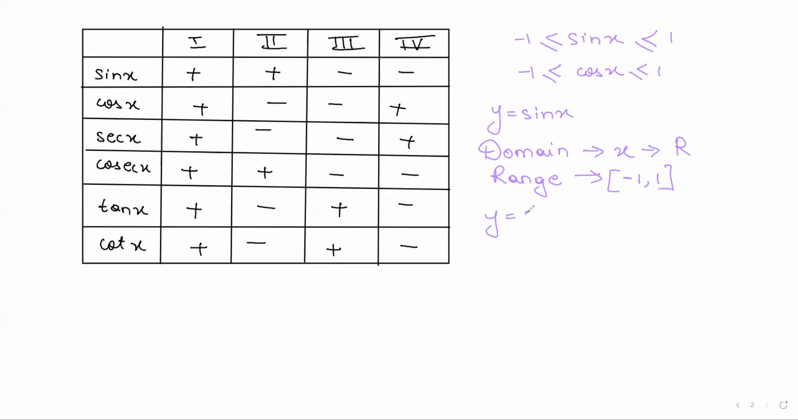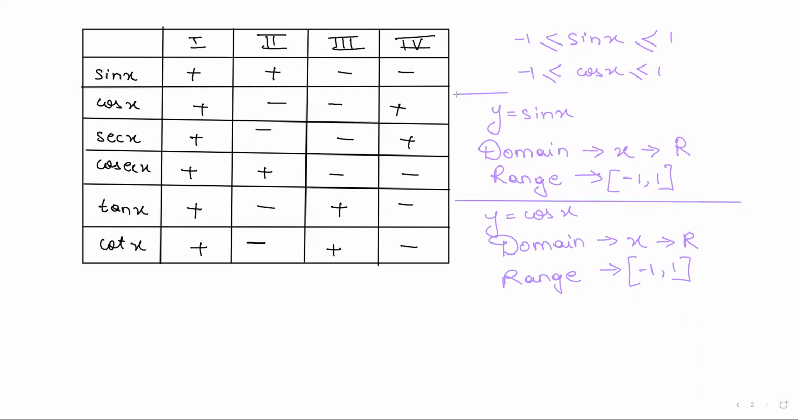For y is equals to cos x, it will be exactly the same. Your domain will be all the values that x can hold, which are all real values, and range, all the values that y can attain by placing the values of x, which is again -1 to 1, because cos x also ranges from -1 to 1. Next, based on these values, and a little understanding from the last class, we'll come up to domain and range values of other trigonometric ratios.